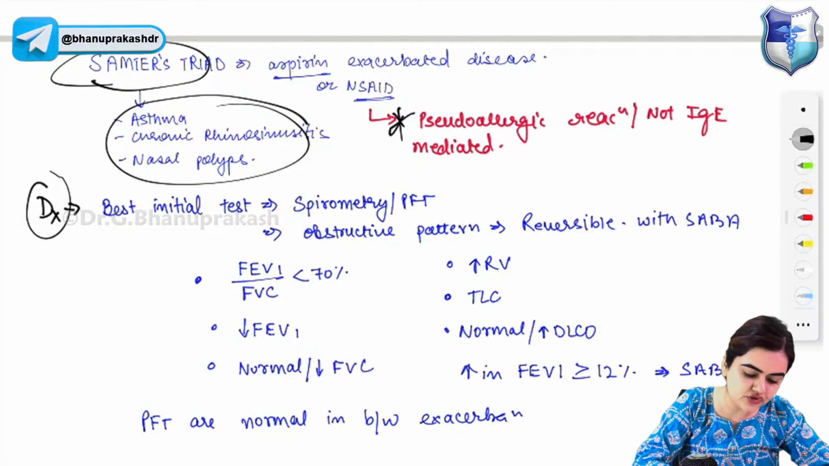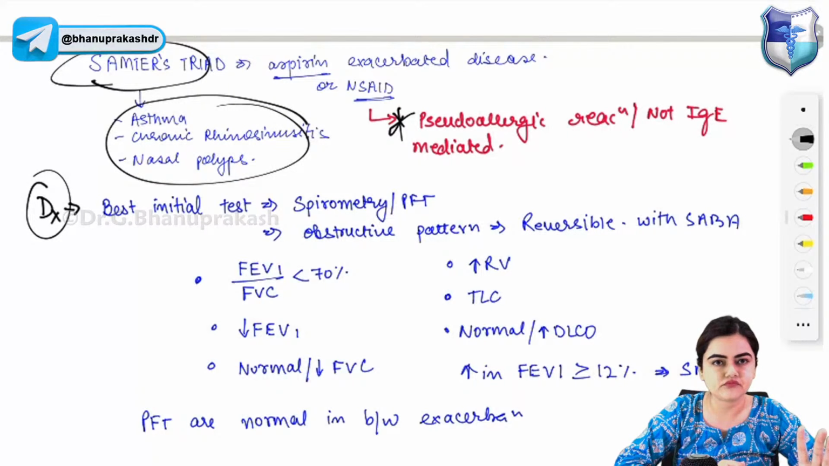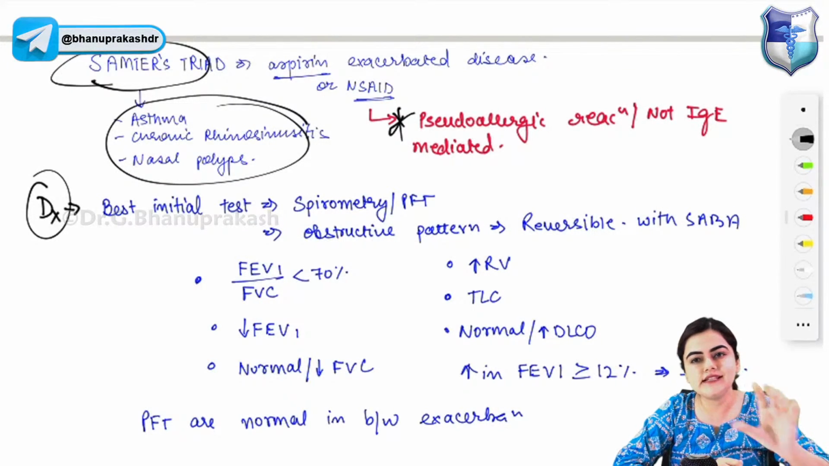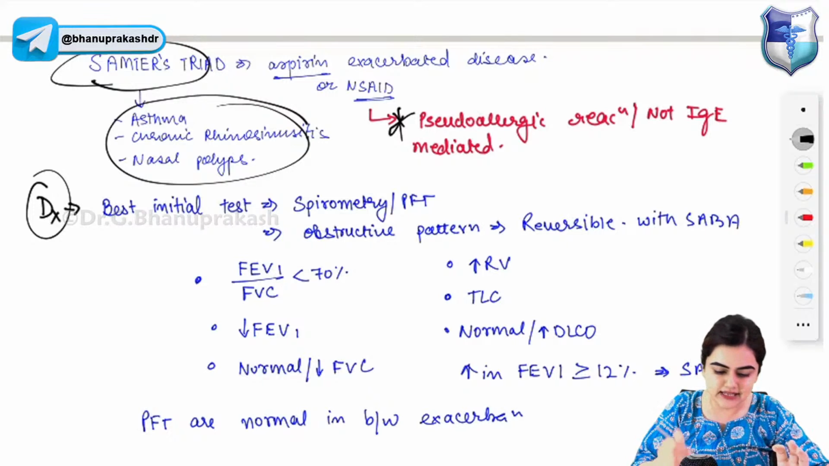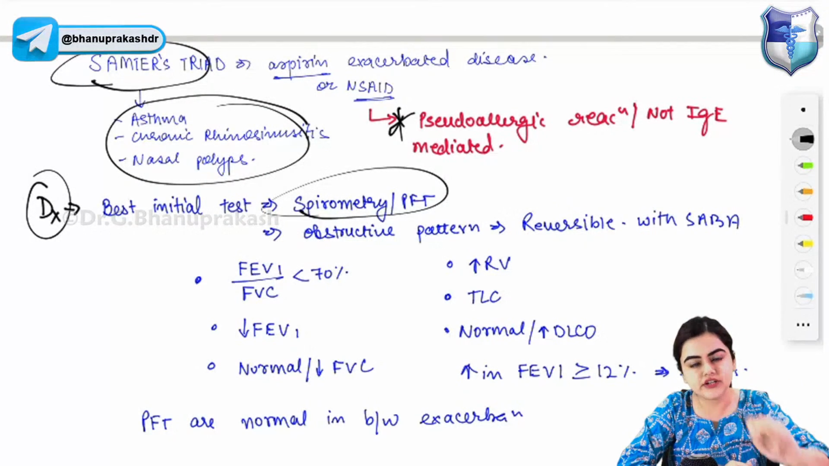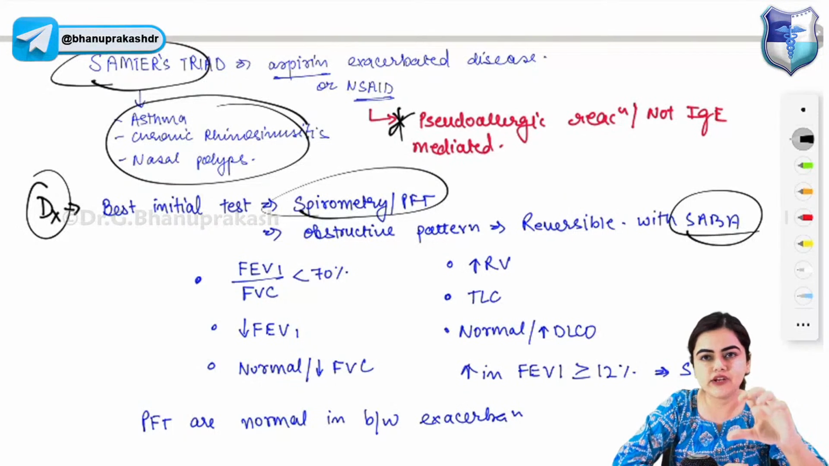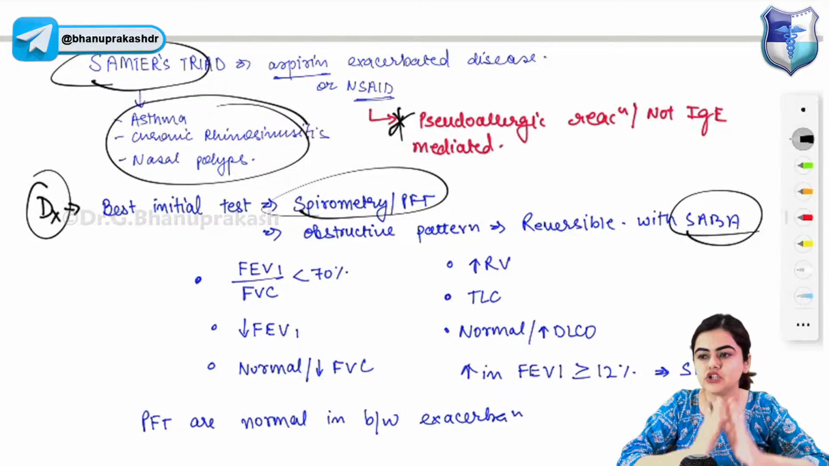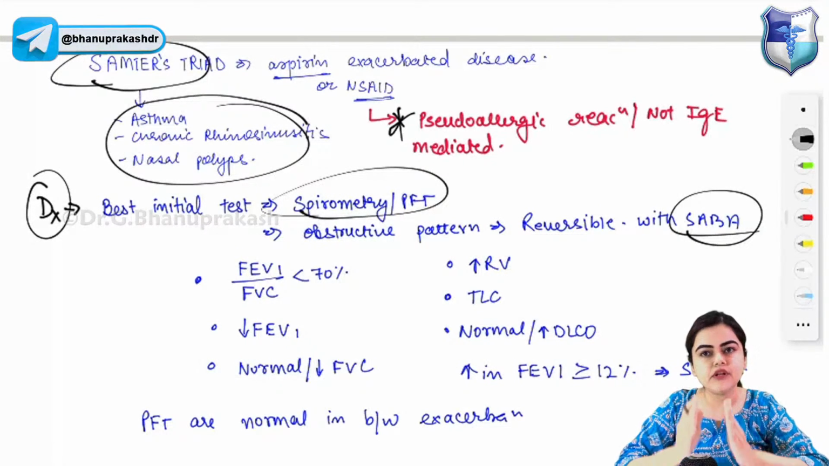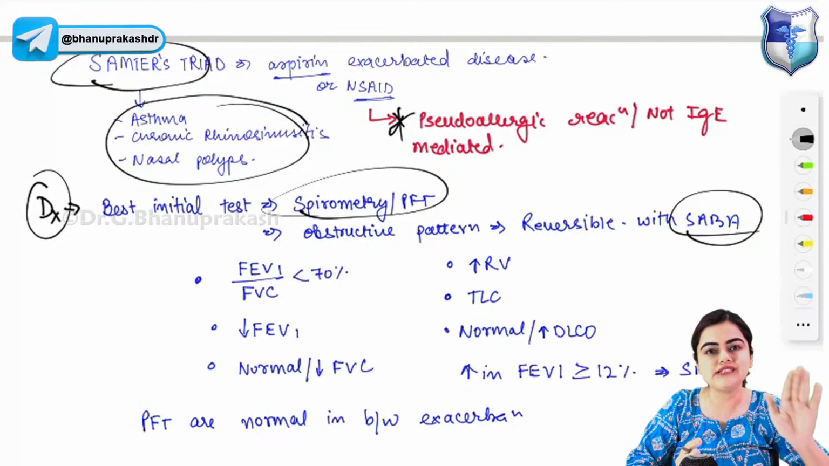Okay, now coming to diagnosis. How do you diagnose the asthma? So best initial test for diagnosis of asthma is spirometry, pulmonary function test. If there is obstructive pattern, to diagnose the obstructive pattern, you will give SABA to the patient, short acting beta agonist. When you give short acting beta agonist, the obstruction will get reversed. So reversible obstruction by giving SABA, your diagnosis points towards asthma.